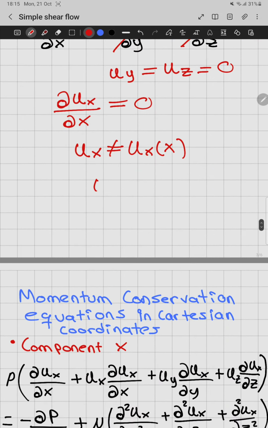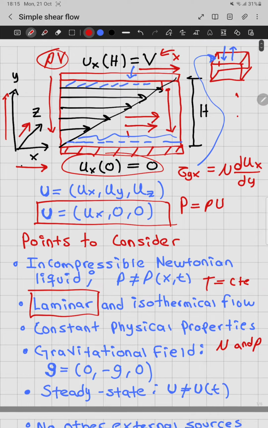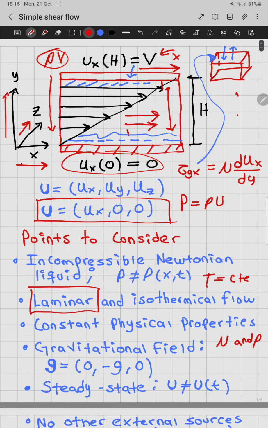So this implies that ux will only depend on y, because if you remember, I said that the velocity values of the layers of fluid that are at the top are going to be higher compared to the layers of fluid that are close to the bottom. So the velocity will definitely depend on y.